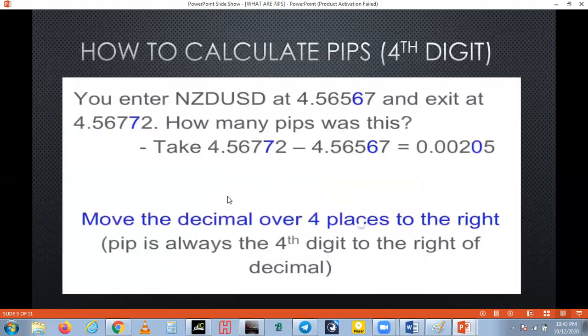Okay, so the next slide, let's imagine you enter the USD at 4.56567. Let's say you enter at that price and you exit at the price of 4.56772. How many pips was this? How many pips did you make in that movement?